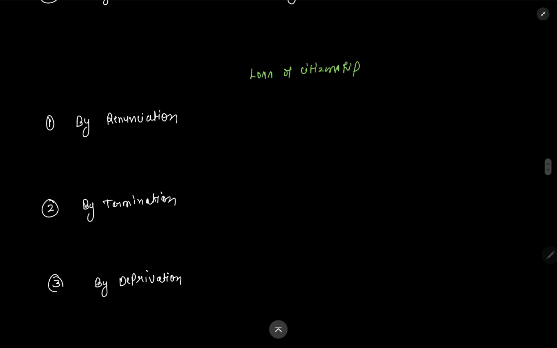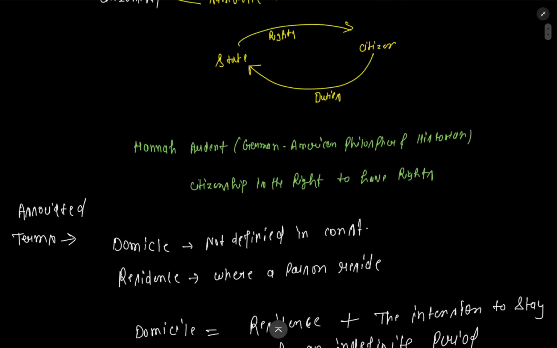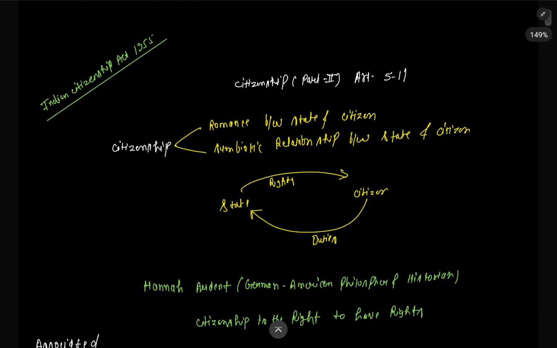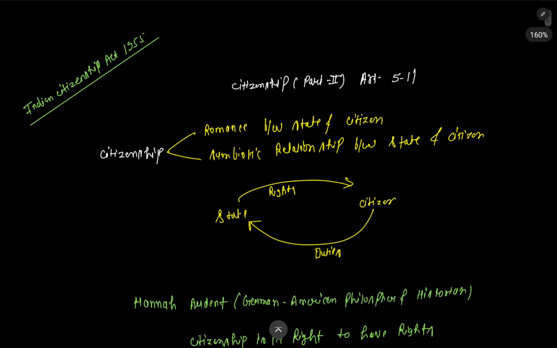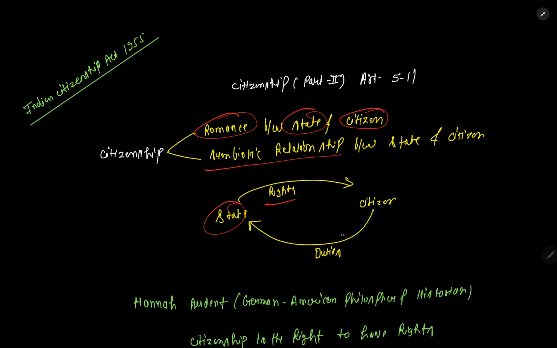In this lecture, let's first revise what we have talked about. First I told you that Indian citizenship is mentioned in Part 2 of the Indian Constitution, from Article 5 to Article 11, and there's a law known as the Indian Citizenship Act of 1955, with various provisions regarding the citizenship of India. And what is citizenship? It is a type of romance between the state and the citizens, a type of symbiotic relation. The state gives rights to the citizen, and in return the citizens perform some duties.